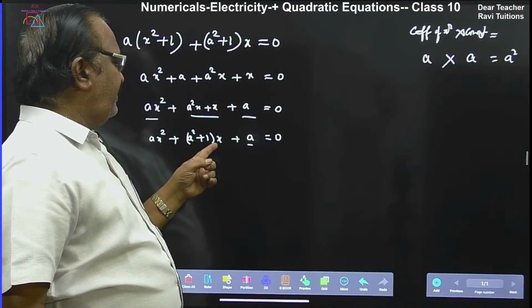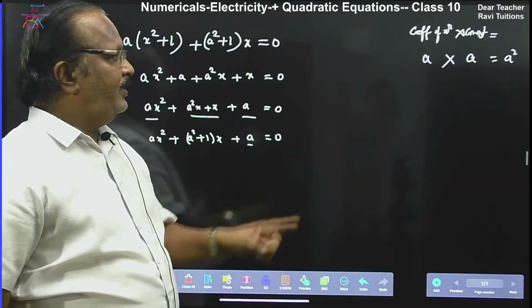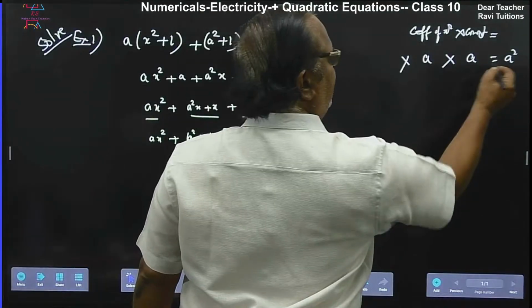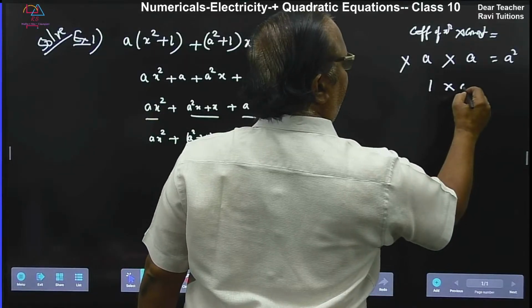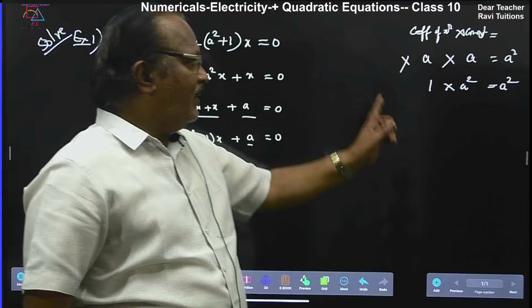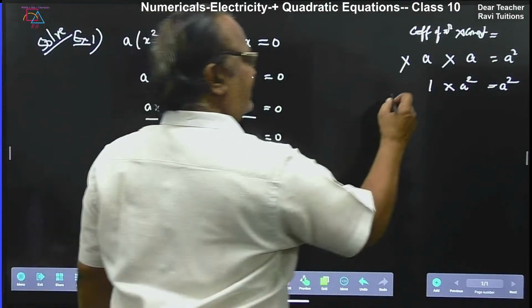But here the coefficient of x is equal to a square plus 1. No. This pair of factors is not suitable. So 1 into a square, 1 into a square is a square. So now 1 plus a square is a square plus 1. Yeah. So this is suitable.